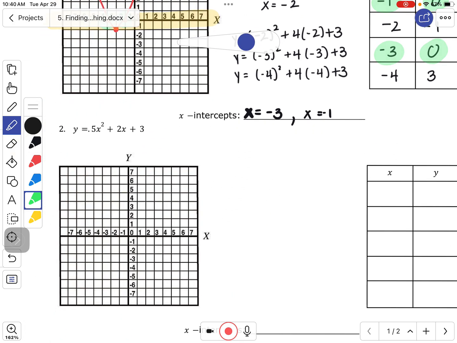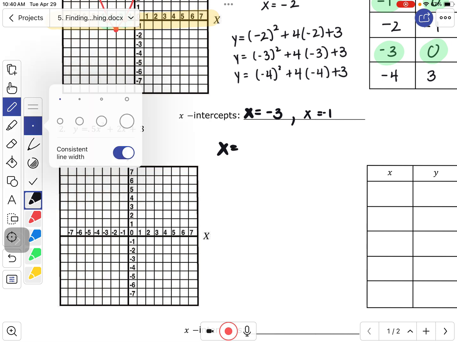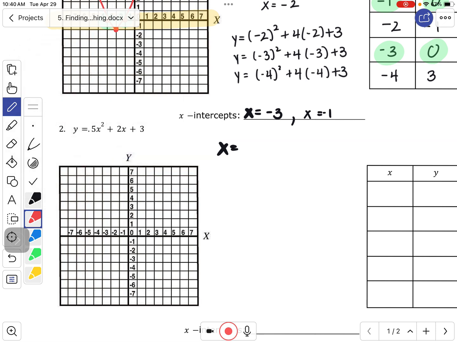Okay, let's try number 2, doing that same thing. So I'm going to start the same way with my axis of symmetry, the line that goes right down the middle. I'm going to say x equals, and I'm going to look, my a is that 0.5, my b is a 2, and my c is a 3.